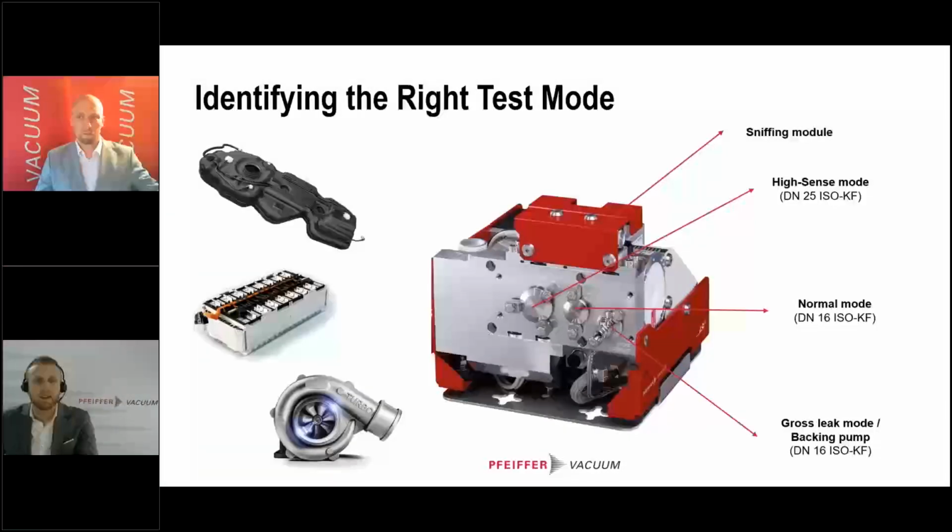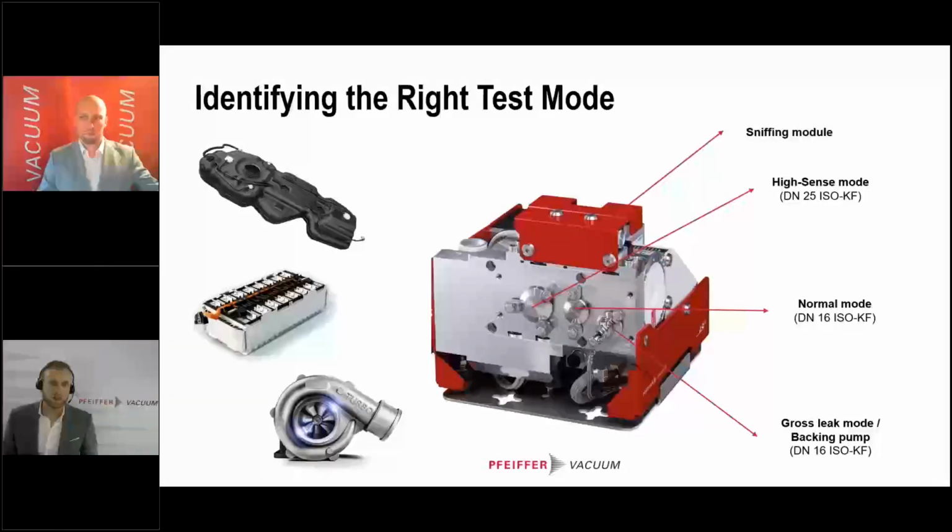You see on this slide that it comes with different inlet ports, which represent different test modes. At the top, there is a sniffing module. Then you have a high sense mode, which runs with DN25, and a normal mode with DN16. On the right side, you see the gross leak mode, and this port is used at the same time for the backing pump. The backing pump is something that these modular leak detectors usually require because they have a turbo pump with split flow, and they cannot compress the air against the atmosphere. So they require a backing pump.